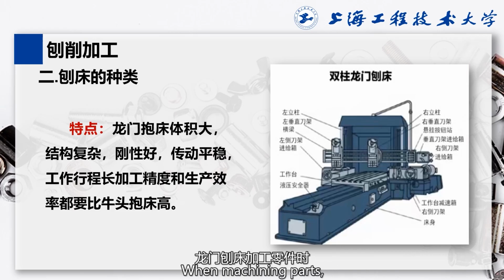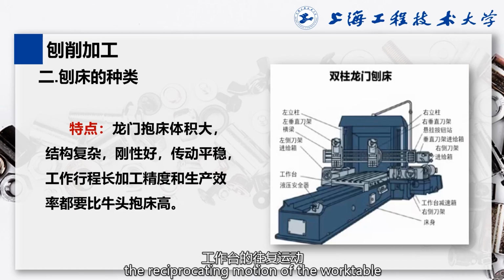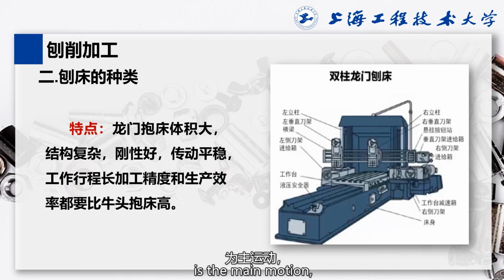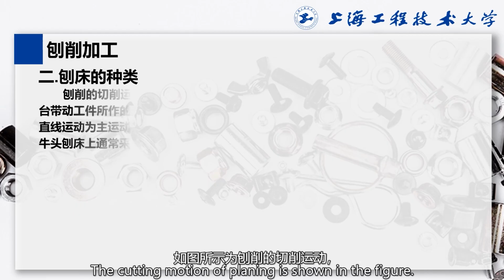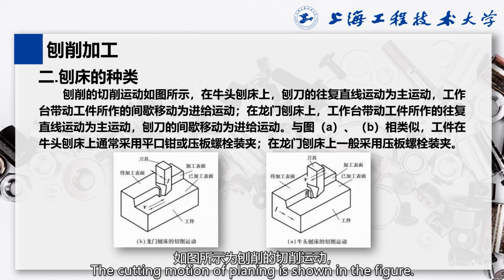When machining parts, the reciprocating motion of the work table is the main motion, and the movement of the tool holder is the feed motion. The cutting motion of planing is shown in the figure.